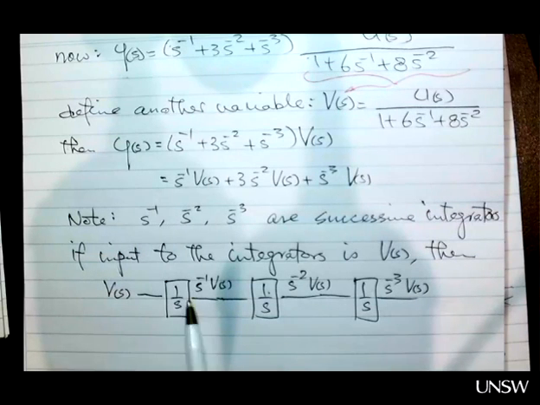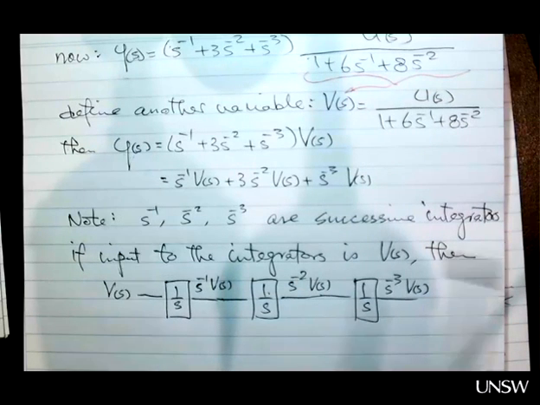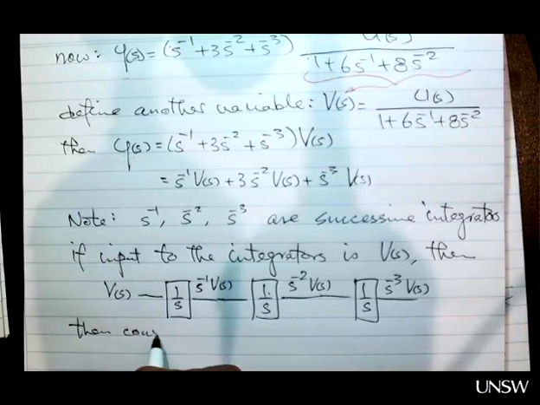Okay, agree with this block diagram, right? The signal input is V(s), then integrator, we got this. Another integration, we got this. Another integration, we got the s^-3 V(s). Then what is Y? Then construct the signal Y(s).